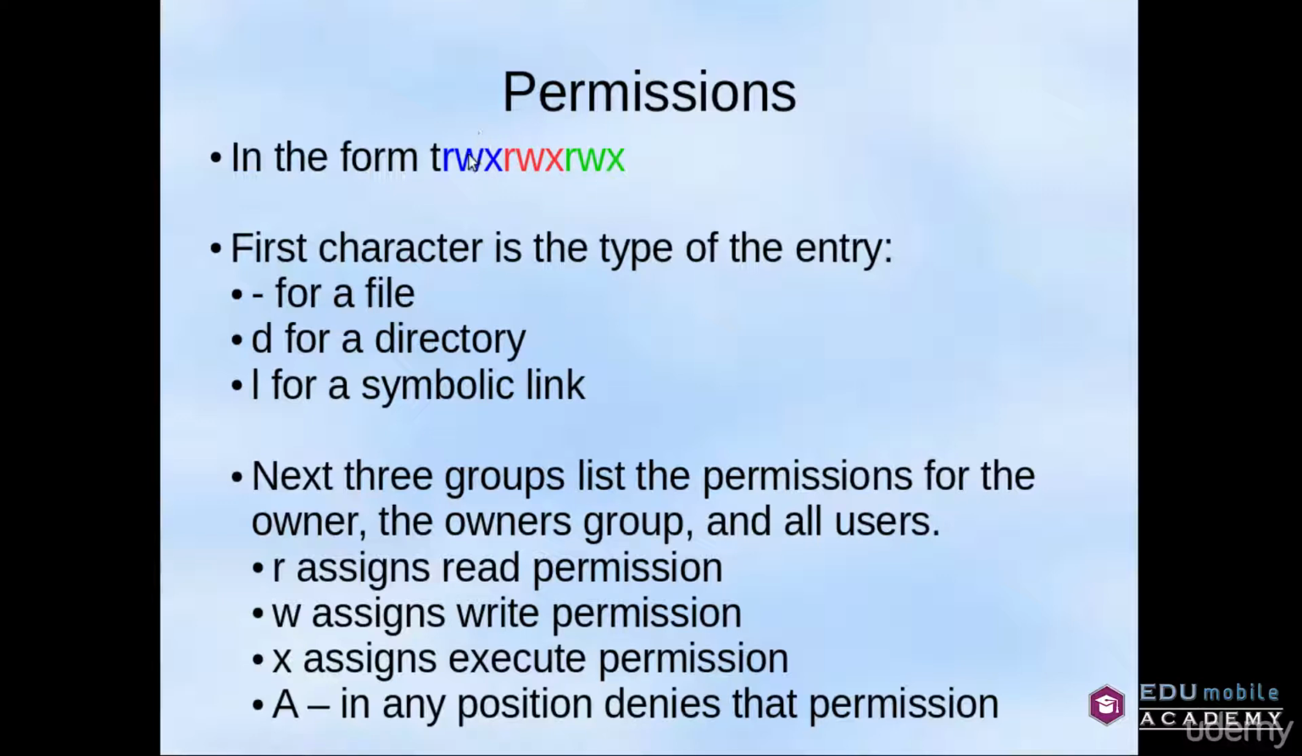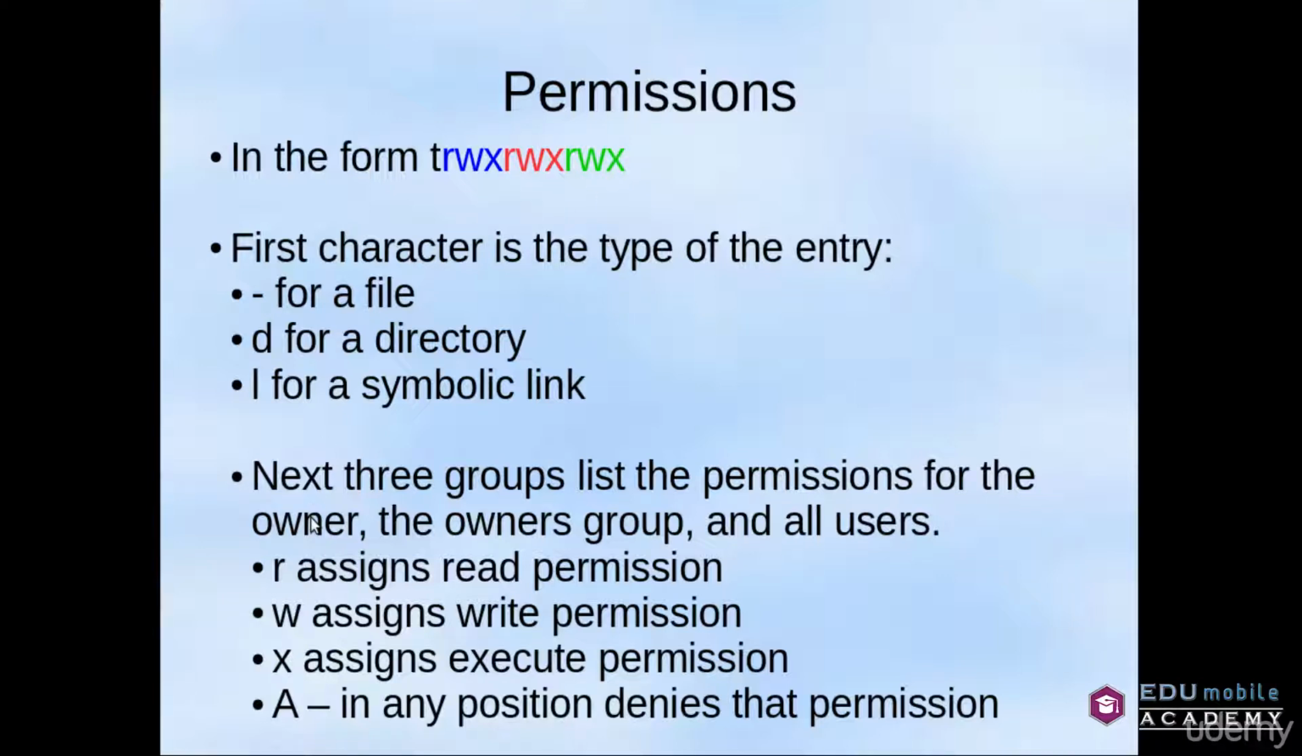The next three groups, rwx, rwx, rwx, are shown here in blue and red and green. The first group is the permissions for the owner. Read, write, execute. This is the owner of the file. You can think of that as the creator of the file, or the person who currently owns the file. The second group, shown here in red, is for that owner's group, the group of users to which that owner belongs. And the third group is everybody else.